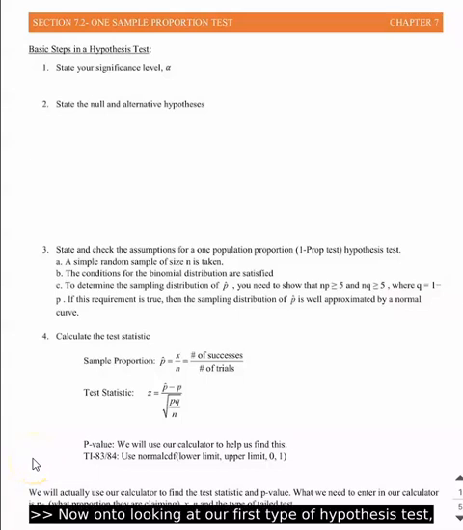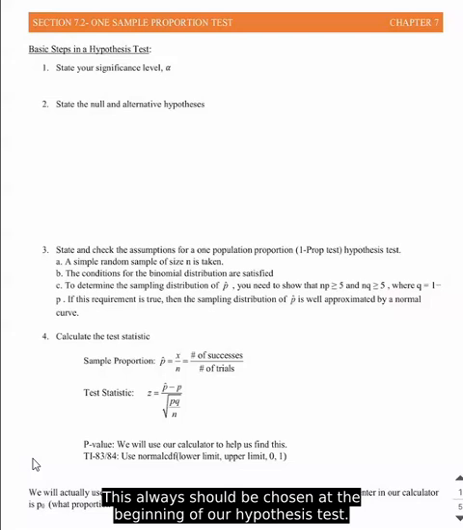So we're now on to looking at our first type of hypothesis test, and this is going to be a one sample proportion test. So we have some basic steps that we'll talk about that we go through in a hypothesis test in this section and in the coming sections as well. One of the first things that we're going to do is state our significance level.